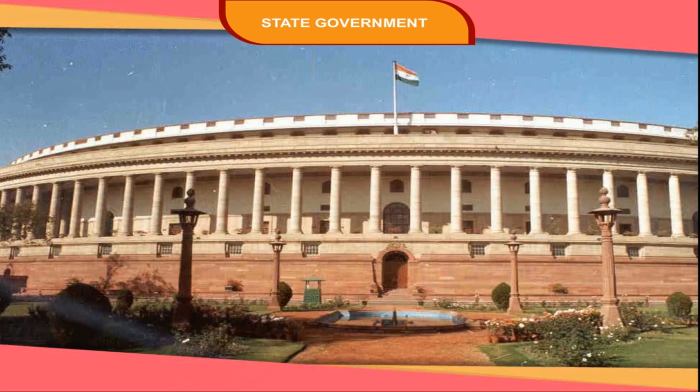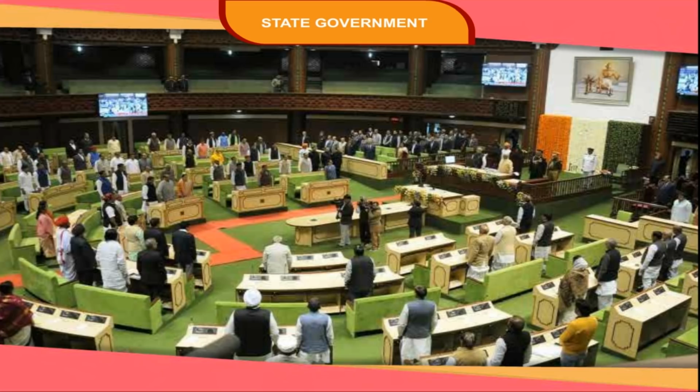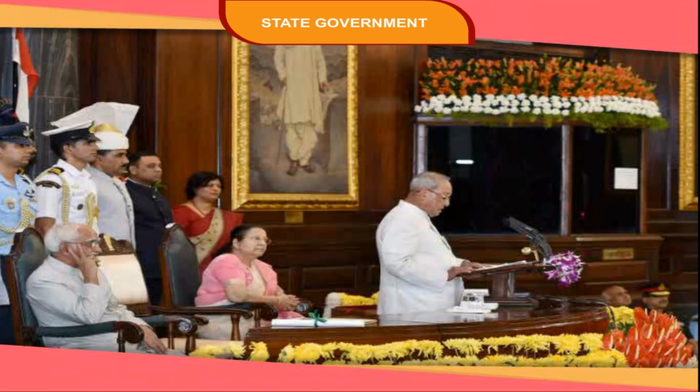The Vidhan Sabha makes laws on the subject mentioned in the state list. The procedure for passing the law is similar to that at the center. However, if a governor feels that a particular law will not benefit the state, he can withhold his assent and send it to the President.